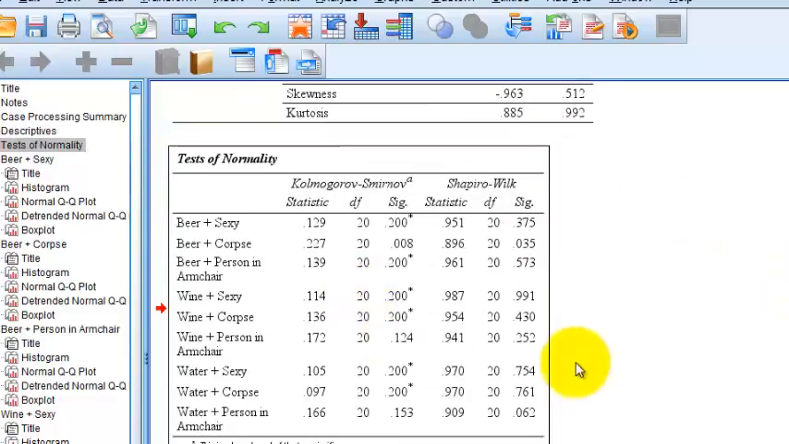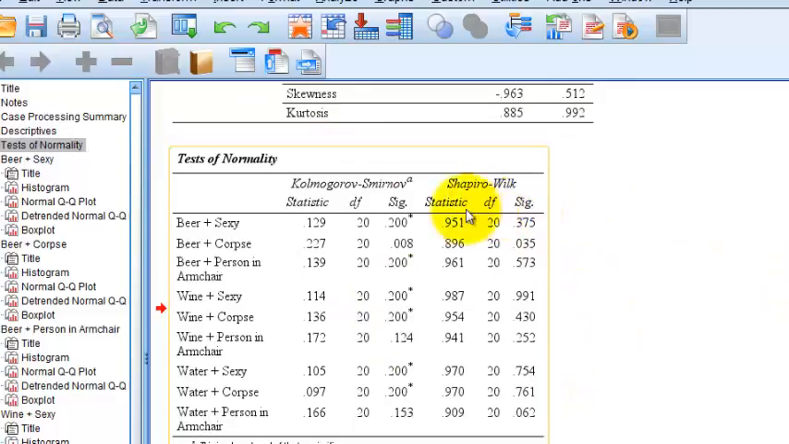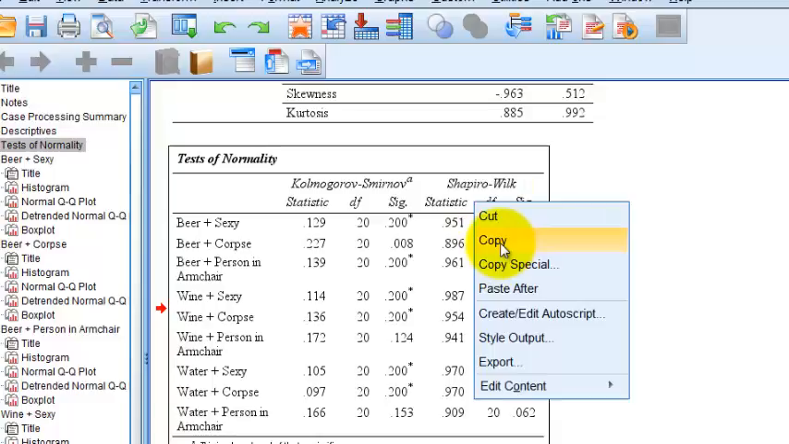But here's our normality check. So according to this, the beer plus corpse violated the assumption of normality, and that's the only one. So if 1 out of 8 violated, that's not a big deal. Just mention that one of them was violated, but the other 7 did not.